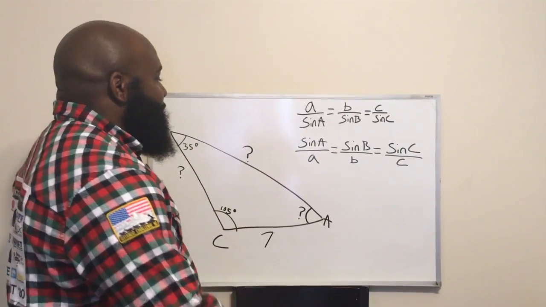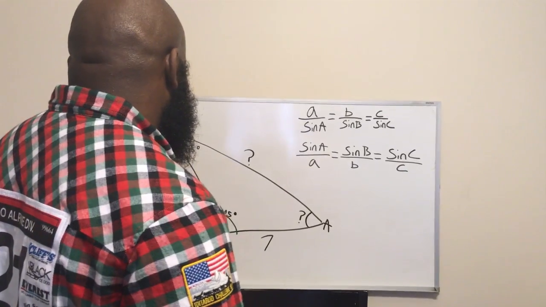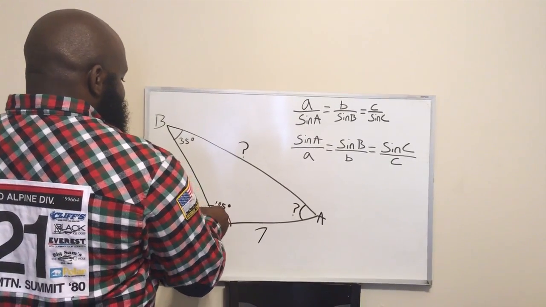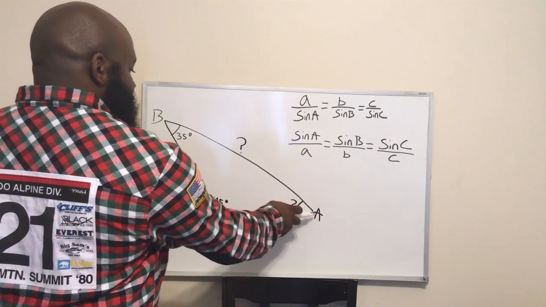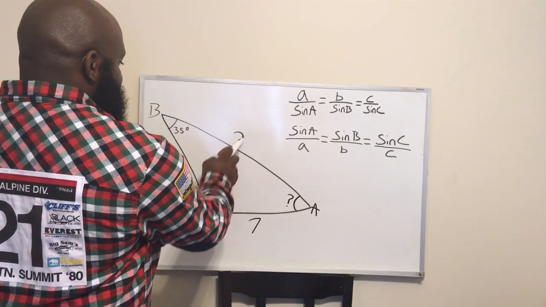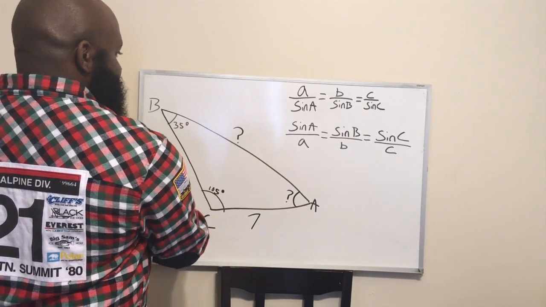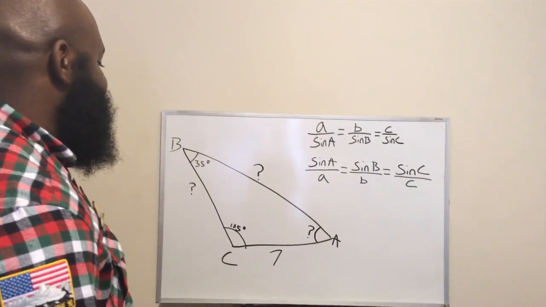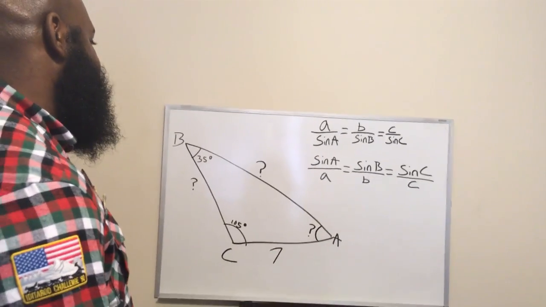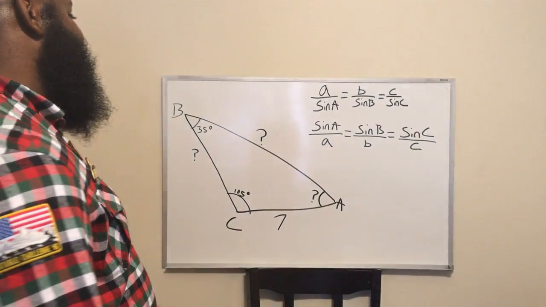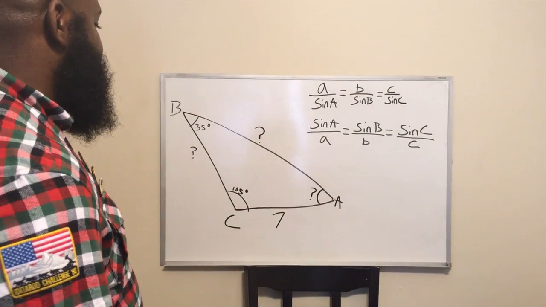Now in this next example, we have two angles known. We know angle C, we know angle B, but we don't know angle A. We know side B, but we don't know side C, and we don't know side A. So we're going to take the same approach, except this time it's a little easier because we know two angles. So therefore, we can find the next angle pretty simply.